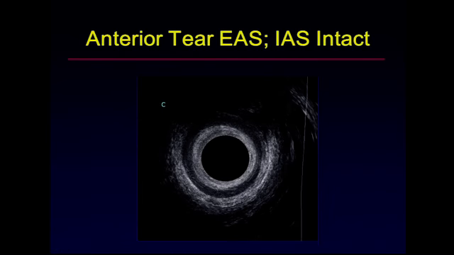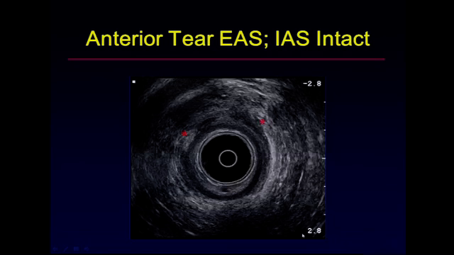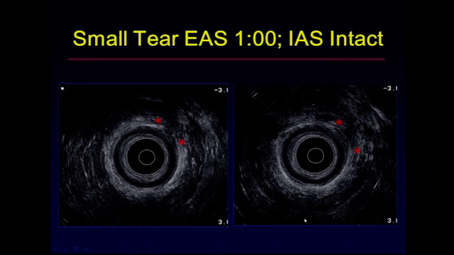And here's another example where, again, the hypoechoic ring of the internal sphincter is completely intact, but there is a large hypoechoic tear anteriorly from approximately 10 o'clock to 2 o'clock in the external anal sphincter. And yet one more case showing a more intermediate echogenicity tear from about 11 to 1 o'clock in the external sphincter in the setting of an intact hypoechoic ring of the internal anal sphincter.